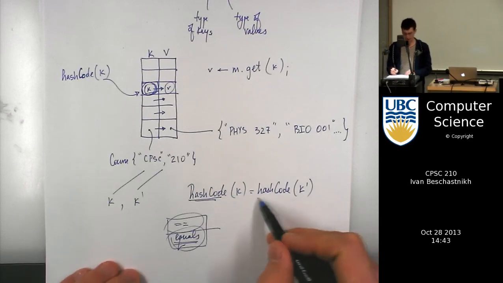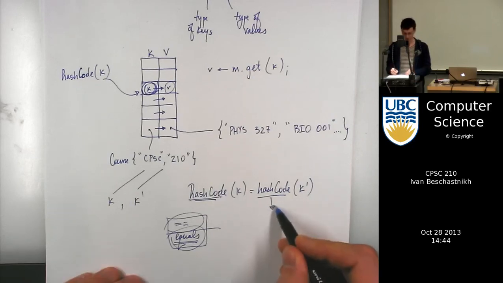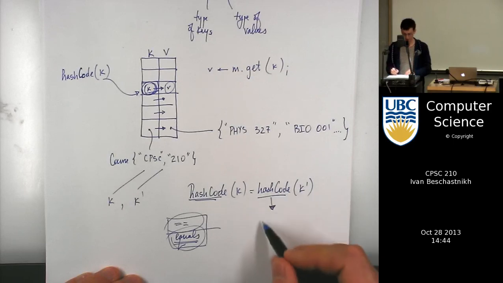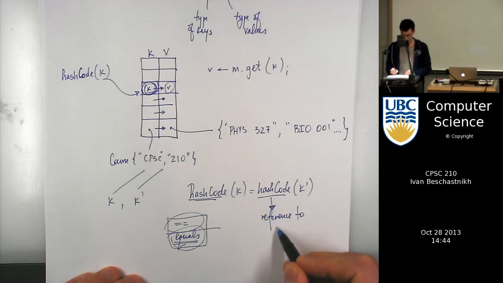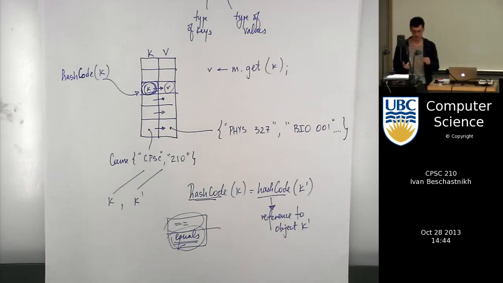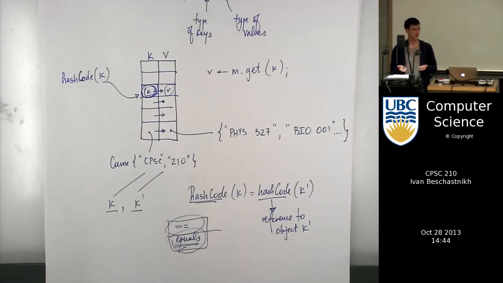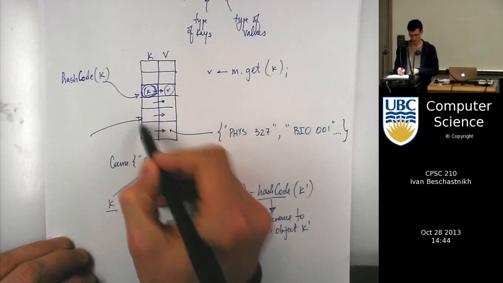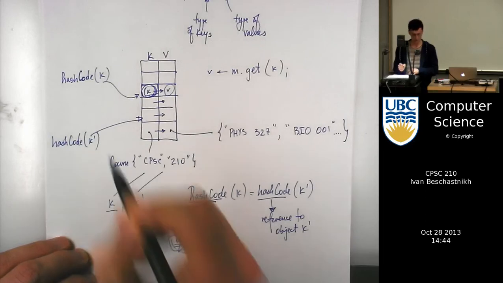The typical hashCode that's in the Object class, the most abstract supertype, just returns the reference to object k prime in this case. So if you have a hashCode that returns a reference, then if my k and k prime are two different objects, they'll be assigned to different locations in this map. So my hashCode of k prime will return a different location.